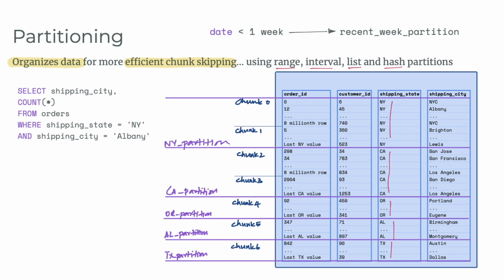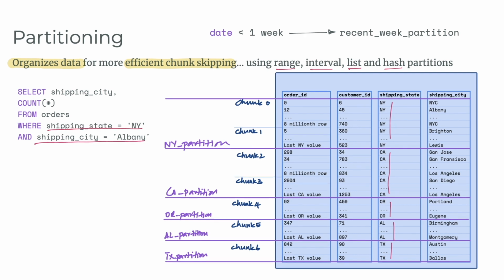Let's say we would like to identify all the orders that were shipped to the city of Albany in New York. Since it is not guaranteed that cities in the US have unique names, it is not enough to only filter on the city column. So the query should also filter on the shipping state column. The first step in the query is to scan for the shipping state of New York. Since the data can be partitioned based on the shipping state, the metadata for all the chunks outside the New York partition will not include New York and will be immediately skipped.